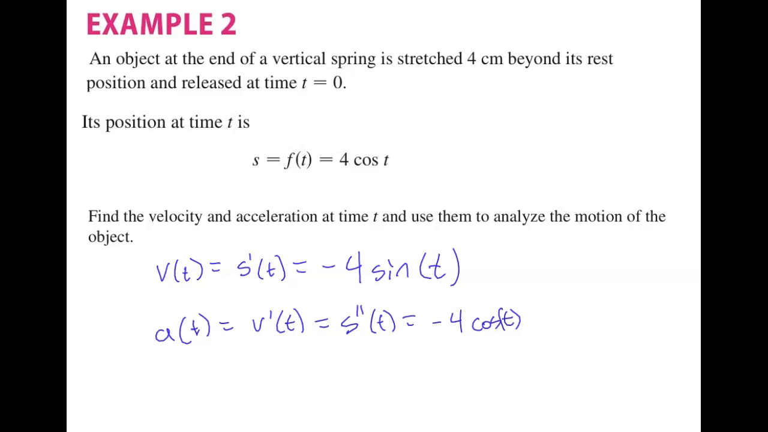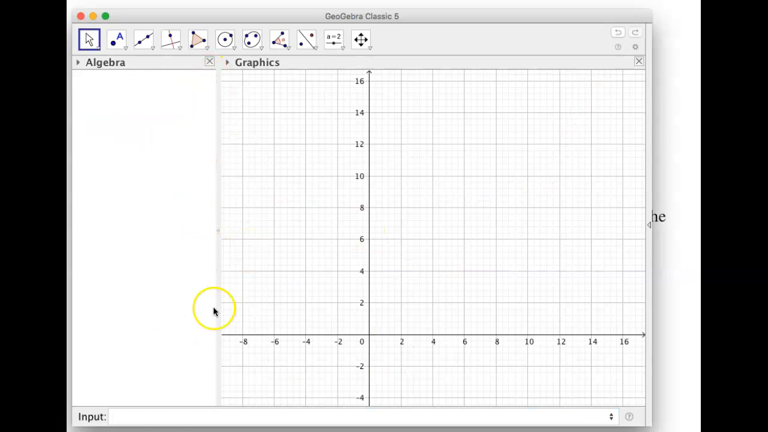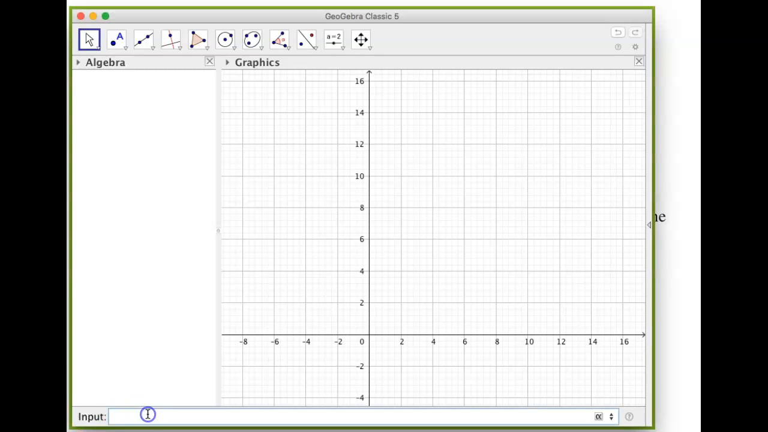So I want to look at the graph of this function. Both the position, the velocity, and the acceleration. And I'll pull up GeoGebra. Got to share that with you. So our function was what? Our position is 4 cosine x.